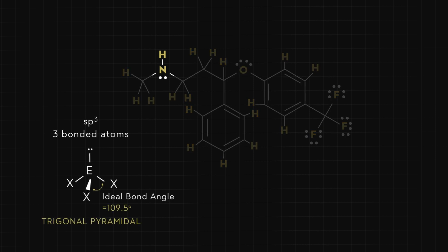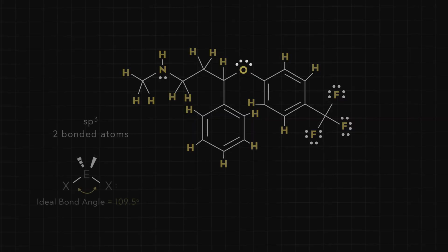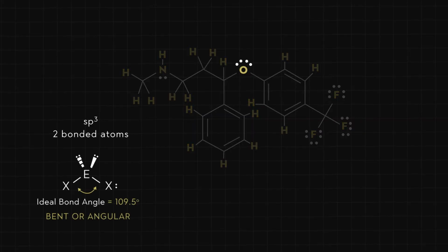This atom has 4 electron domains around it, so the hybridization is sp3. And since there are 3 bonded atoms, the geometry is trigonal pyramidal, with an ideal bond angle of 109.5 degrees. This atom has 4 electron domains around it, so the hybridization is sp3. And since there are 2 bonded atoms, the geometry is bent, with an ideal bond angle of 109.5 degrees.